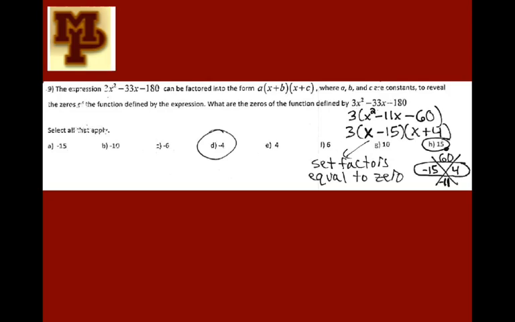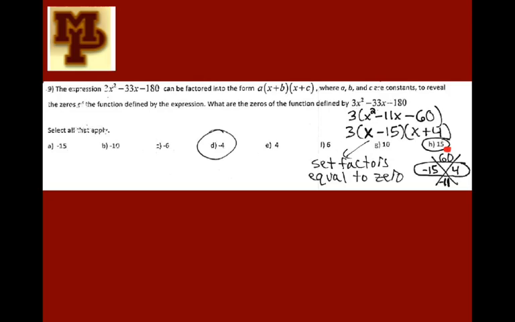Okay, it says this expression can be factored. So we know how to factor. We take out the GCF first. So GCF is 3. That leaves us with x squared minus 11x minus 60. And then we can do a little diamond factoring, 60. Two numbers that multiply to be 60 and add up to be negative 11. Those numbers are negative 15 and 4.